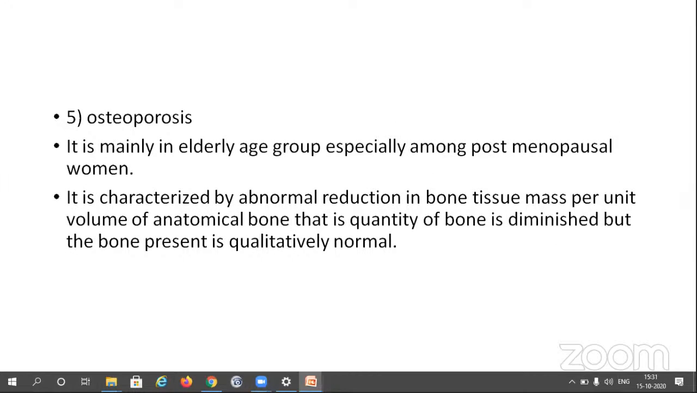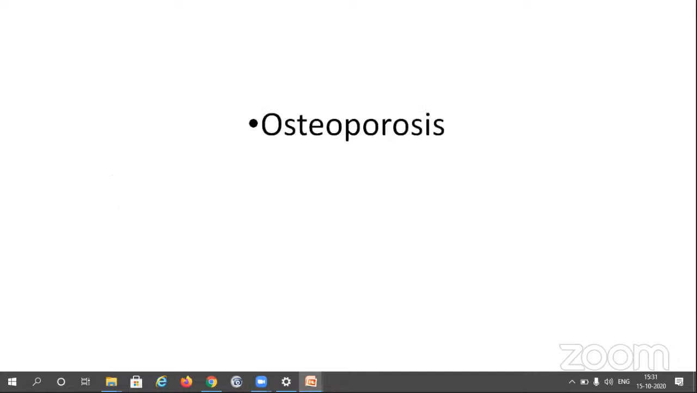Coming to osteoporosis, it is mainly seen in the elderly age group, especially among post-menopausal women. It is characterized by abnormal reduction in bone tissue mass per unit volume of the anatomical bone. That is, quantitative bone is diminished, but qualitative bone remains the same. The quality of the remaining bone doesn't change.